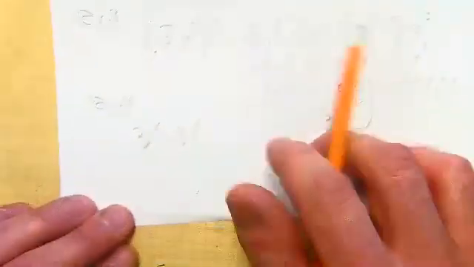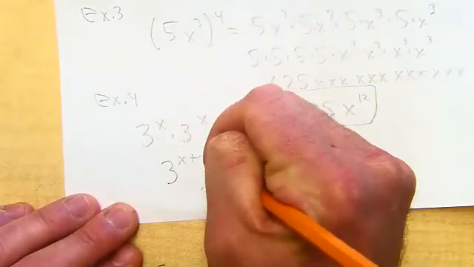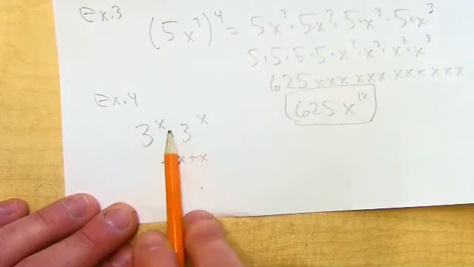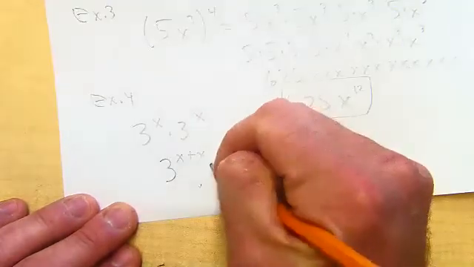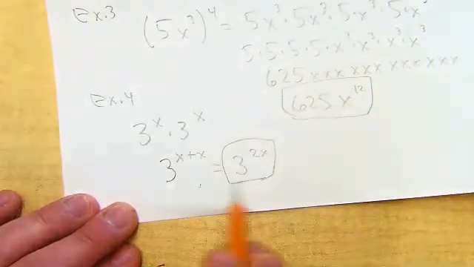So here's kind of the same deal. The base is the same, it's 3. The power will just be x plus x. Okay, we just add those powers together. So really it's 3 to the 2x, we'd say. Okay, that's how you can show your steps out there.